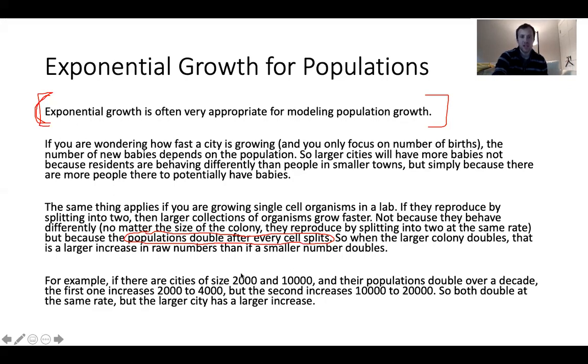If you know that your population is doubling over a decade, then the first one doubles to 4,000, the second one doubles to 20,000. And even if you assume that the people in these two towns are having babies at the same rate, there are more people here to have those babies than there are here. And so you're going to increase more.